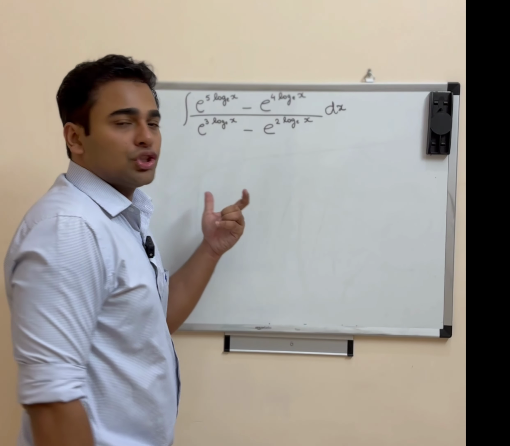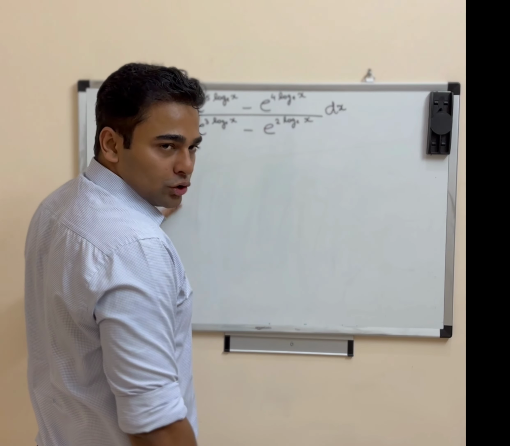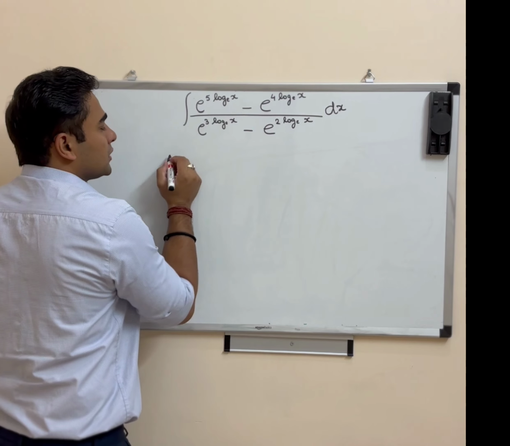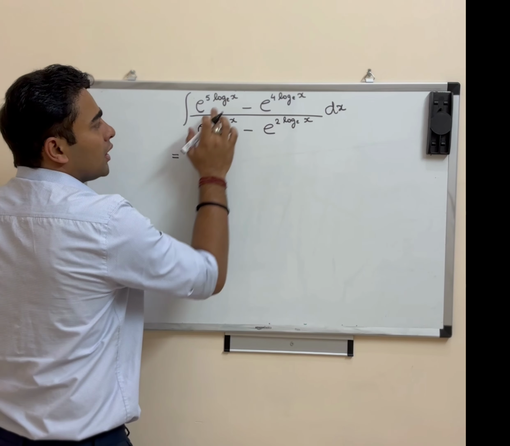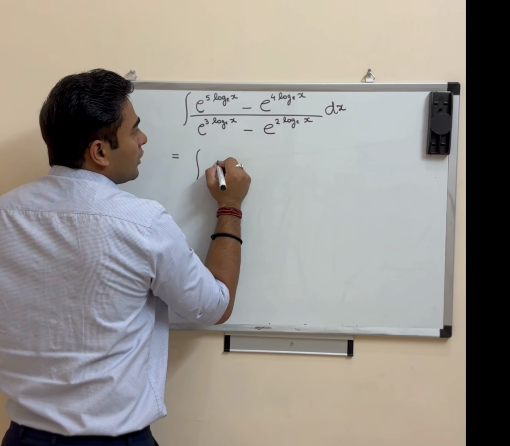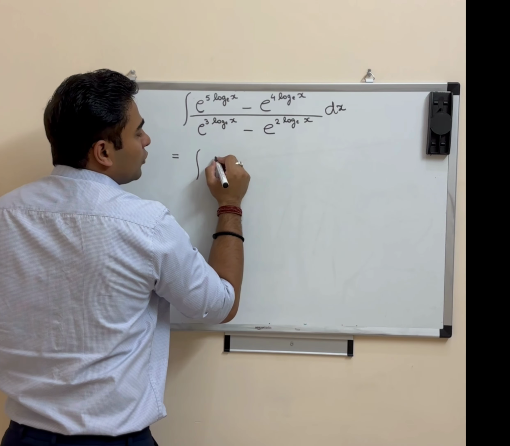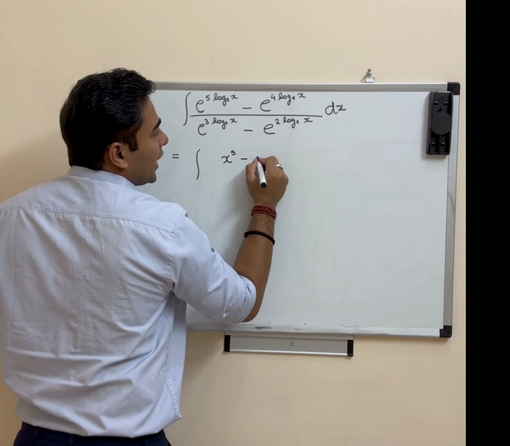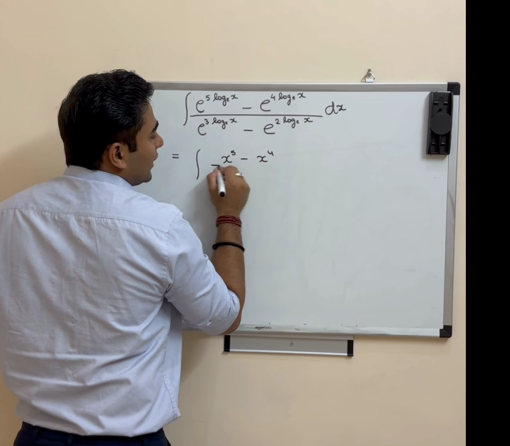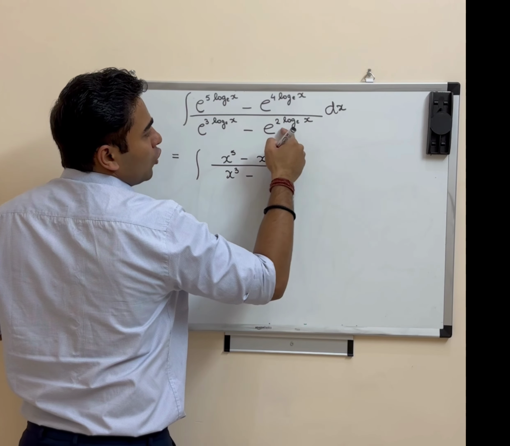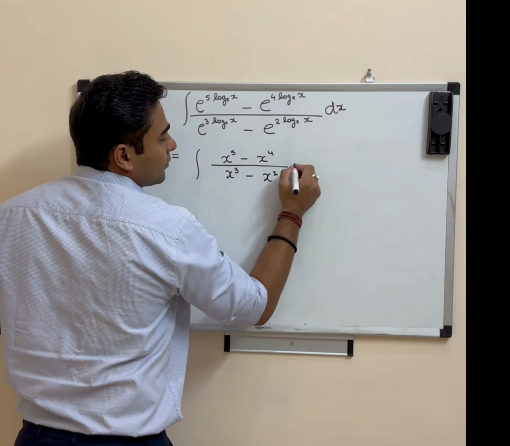We have another question and now we are trying to solve this question. This is also based on the property of logarithms. So what I'm going to do here is write this as integral of x raised to the power 5 minus x raised to the power 4, then x raised to the power 3, and then x raised to the power 2 dx.